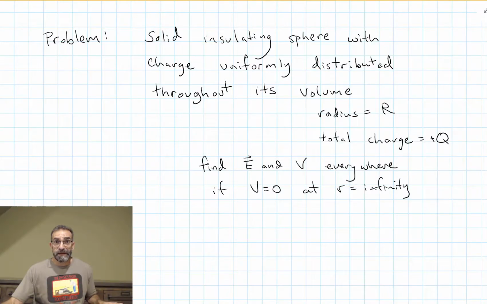Let's work another problem. This one will do with spherical symmetry. A solid insulating sphere, uniformly charged throughout its volume. We want to find the electric potential everywhere. First, we're going to find the electric field everywhere using Gauss's law, because we know that's fairly simple to do. Then we'll use the integral of E dot ds to find the electric potential difference.